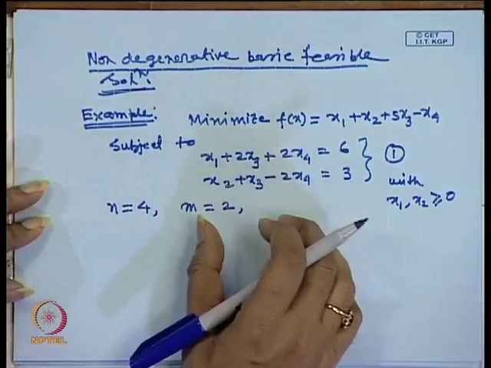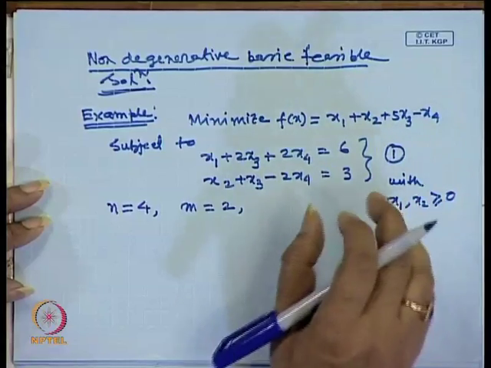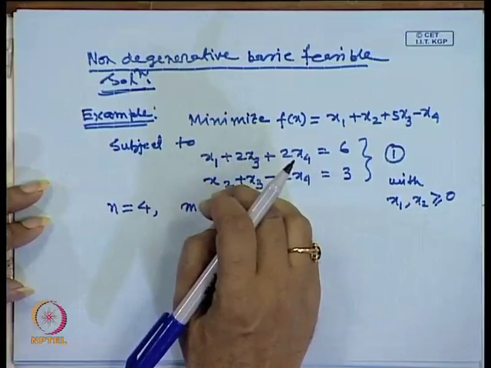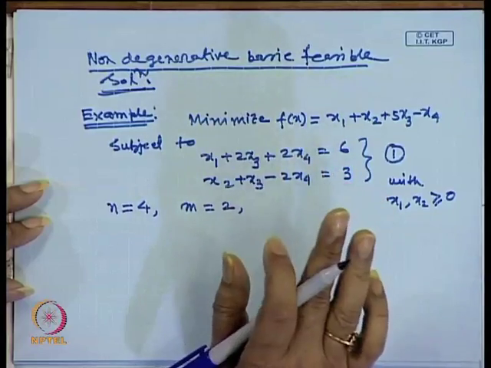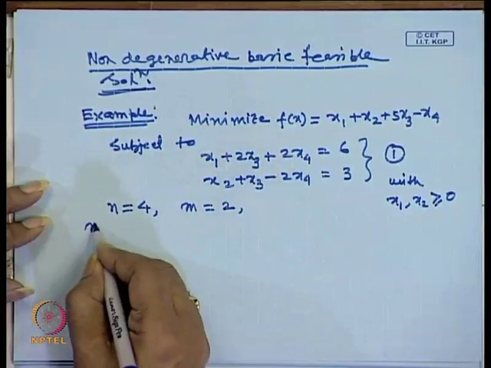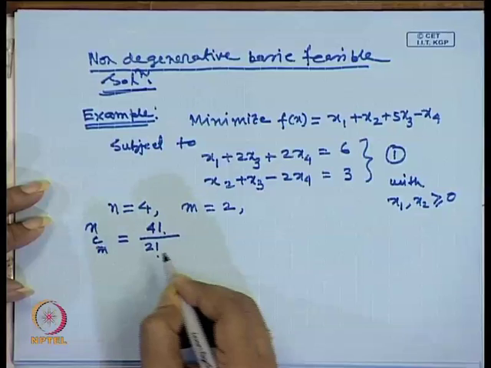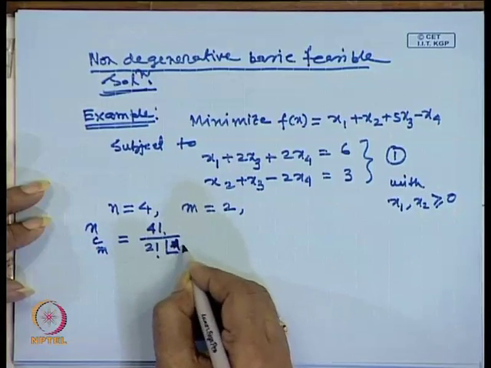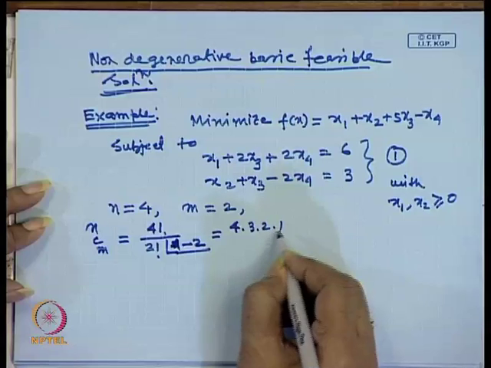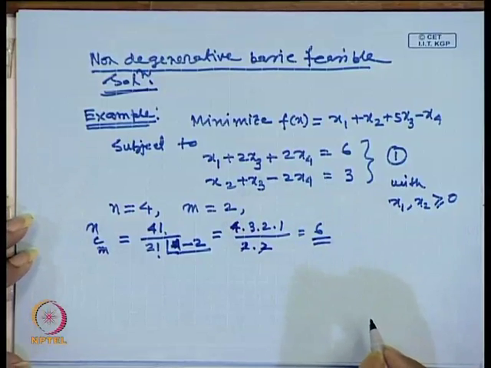So, naturally there are 4 variables and 2 equations. So, n minus 2 is the number of non-basic variables, the variables to which we will assign 0, and then the other variables we can find out, and that solution is called a basic solution. We already know the number of basic solutions involved is n C m. In this problem we have factorial 4 over factorial 2 times factorial n minus m, which is 4 minus 2. So, this is equal to 4 into 3 into 2 into 1 over 2 into 2. So, we have 6 basic solutions.